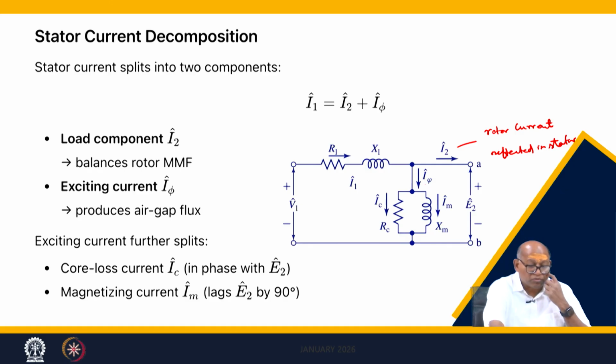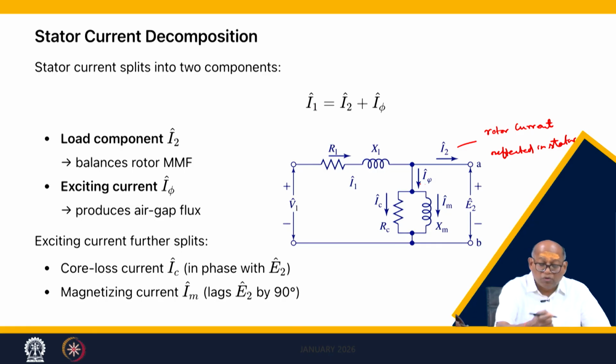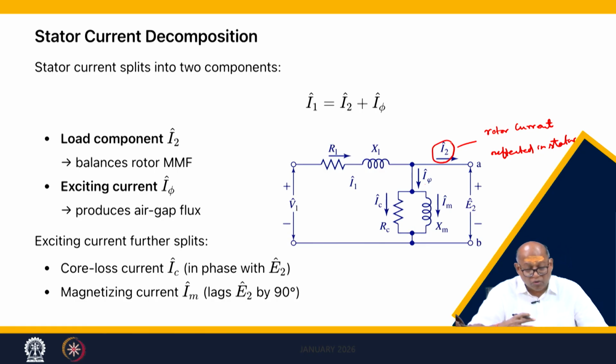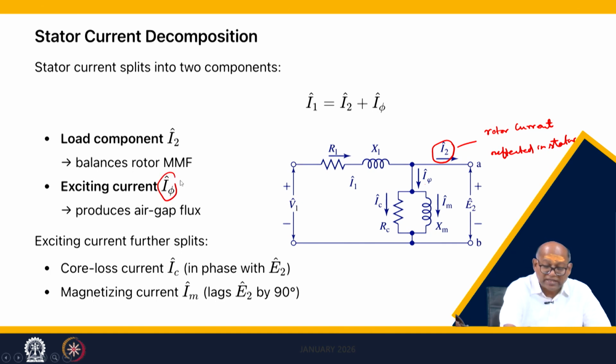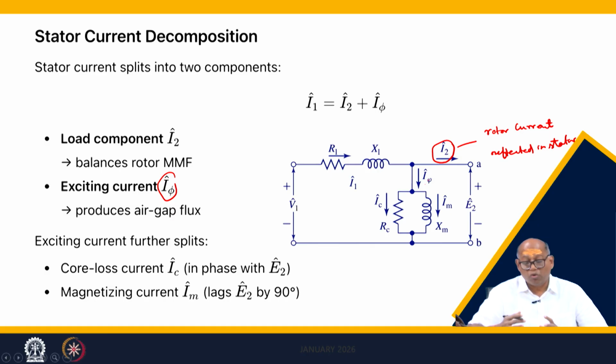So, the total current I1 is equal to I2 plus I phi, and the voltage you saw. I2 is the load component, that means it is because of the rotor component, because the more the load, the more it will reflect in the stator as a load component, and I phi is the exciting current, which will always be there even when I2 is equal to 0. That means at no load, when I2 is 0, remember, no load means the slip is equal to 0, there is no torque.